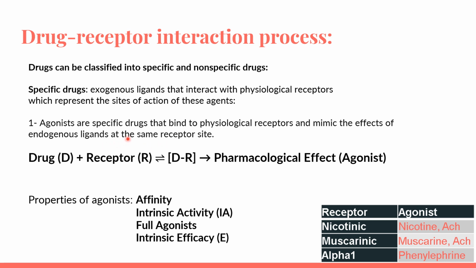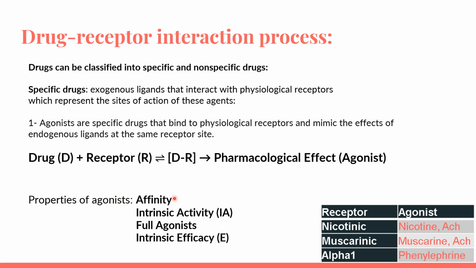Agonists are specific drugs that bind to physiological receptors and mimic the effects of endogenous ligands at the same receptor site. So, the agonist here comes, binds to the receptor, and we form the drug-receptor complex. And then we have the pharmacological effect, which is the effect of an agonist that is mimicking the endogenous effect.